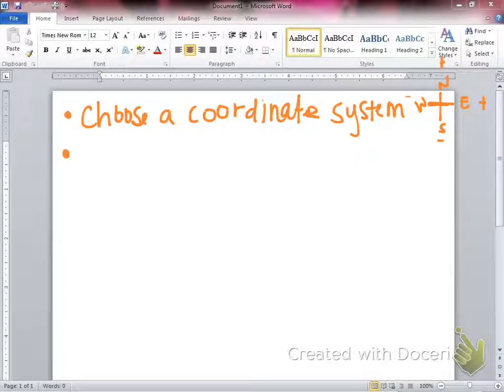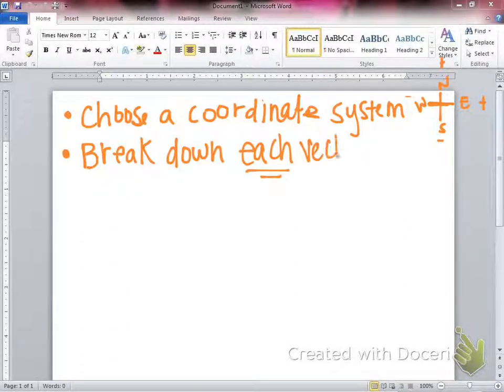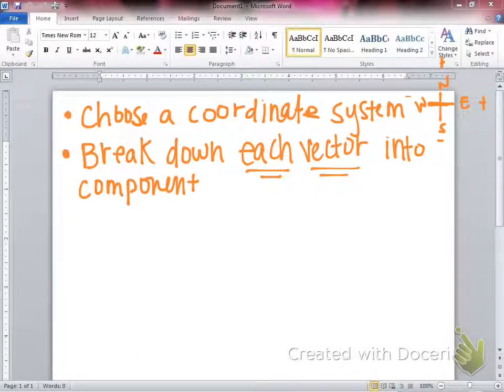Okay, so step 2 is to break down each vector into components. That means taking each individual vector, whether they seem simple or not, and breaking them down into v sub 1x, v sub 1y, v sub 2x, v sub 2y, all that kind of stuff. Breaking down each individual vector into x and y.